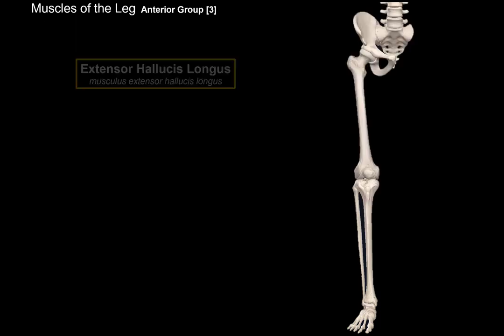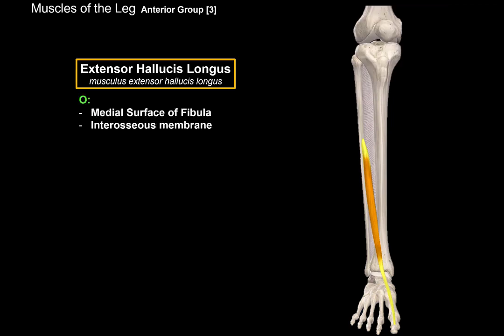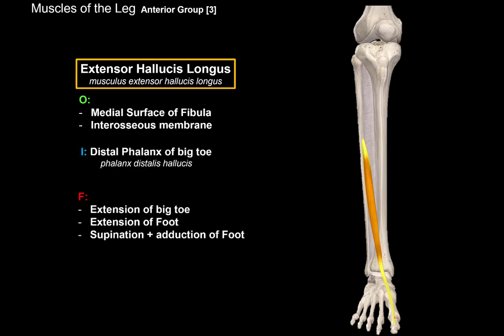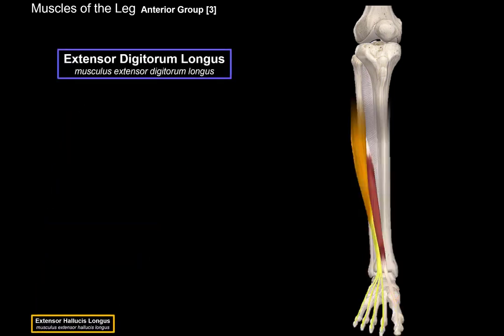The first one is the extensor hallucis longus, this one. This muscle originates from the medial surface of the fibula, as you see here, and it inserts at the distal phalanx of the big toe. And when it contracts, it causes extension of the big toe, extension of the foot, and also supination and adduction of the foot.